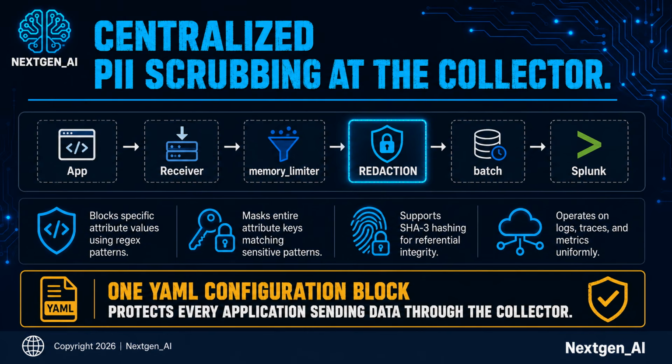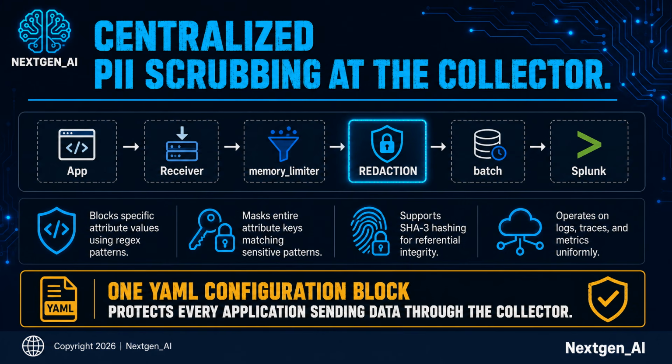To solve the PII problem, we utilize the OpenTelemetry Collector's redaction processor. This processor acts as an automated compliance firewall. It sits directly in the collector's processing pipeline, inspecting every single span, metric, and log line before it is handed off to the exporter. The redaction processor is configured via the collector's YAML file, meaning your security policies are defined as code, version-controlled, and universally applied. You do not need to trust that 50 different development teams are correctly scrubbing their logs. You enforce the rules centrally at the collector level.